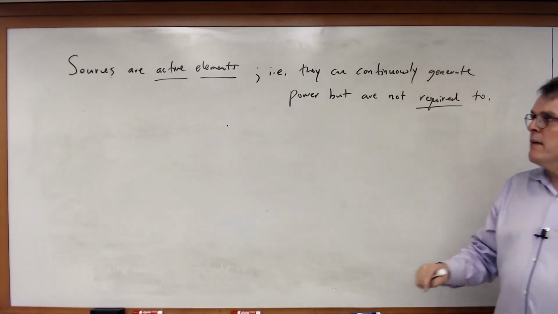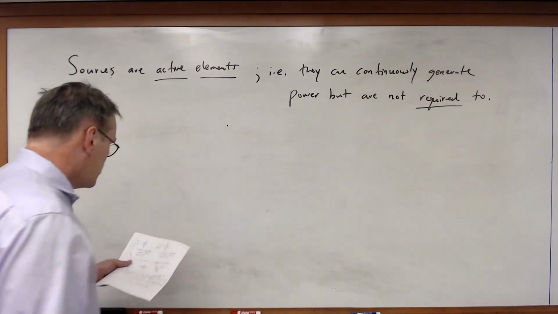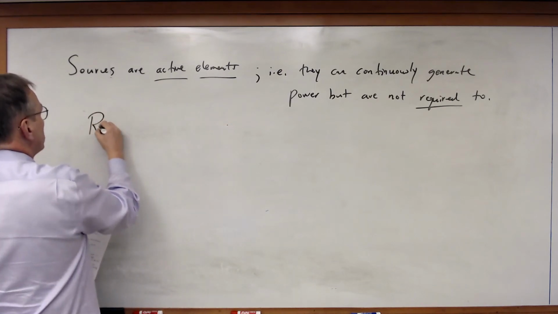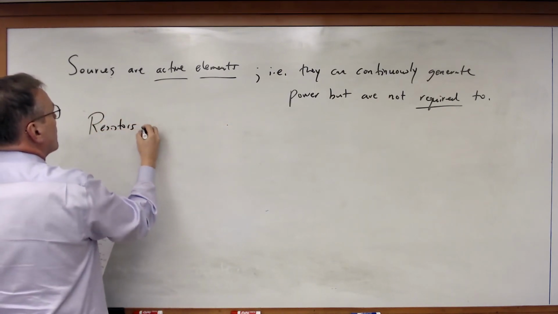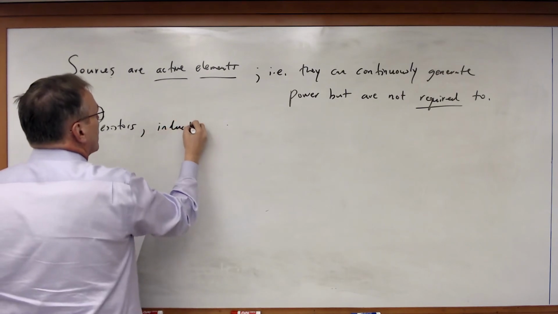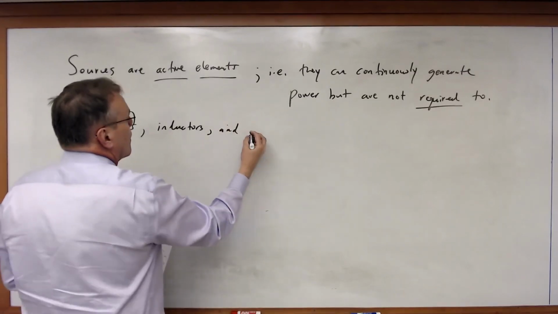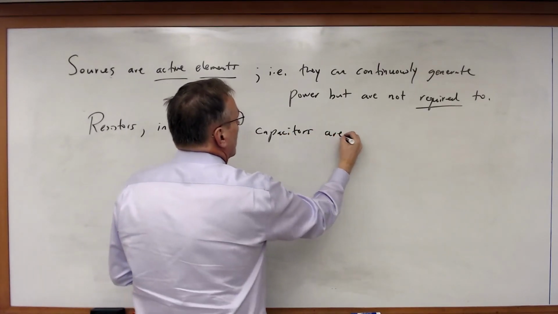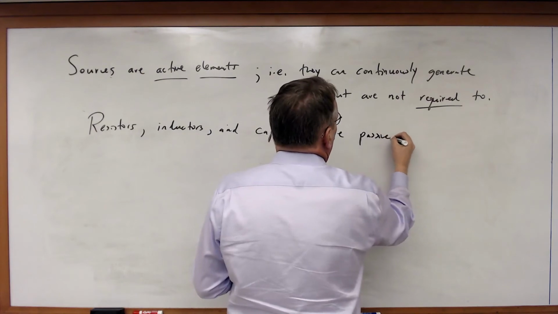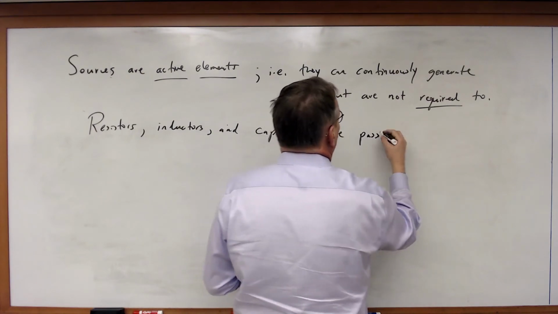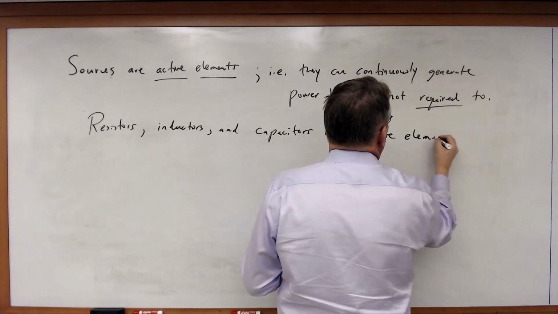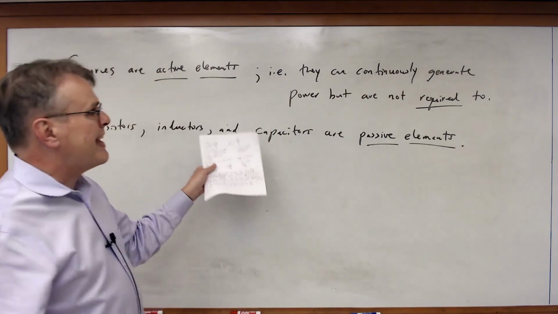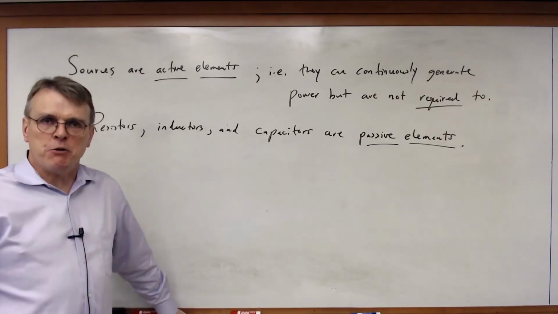So sources are active elements. Resistors, inductors, and capacitors, as we're going to see later on, are passive elements. And what do we mean by that? They can't generate power continuously.